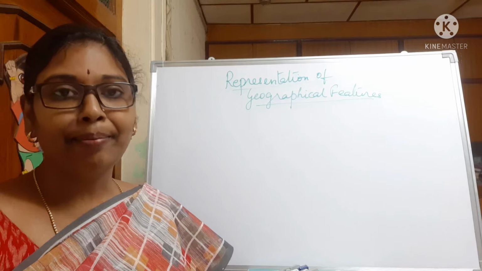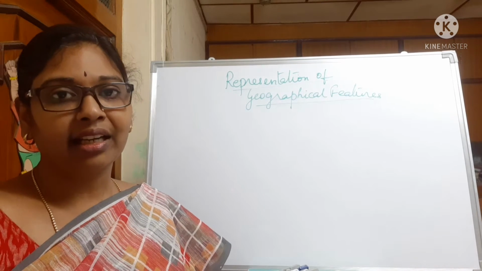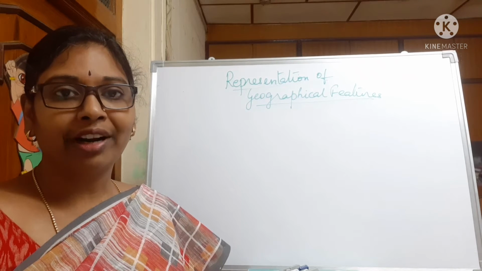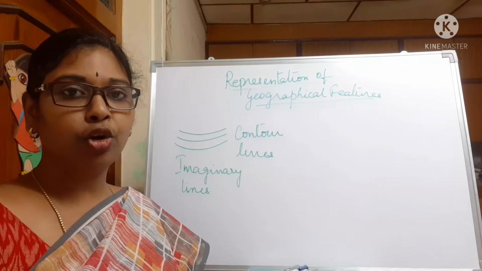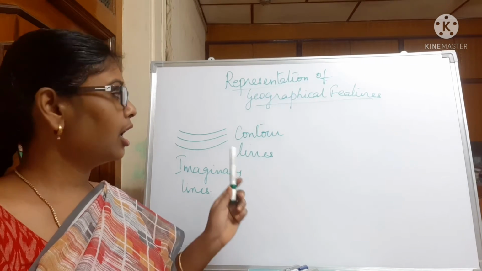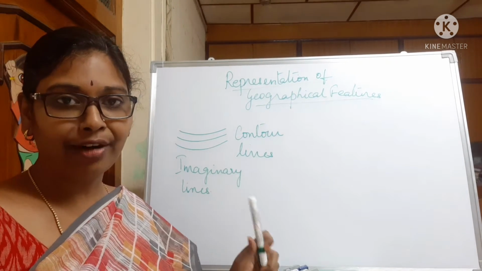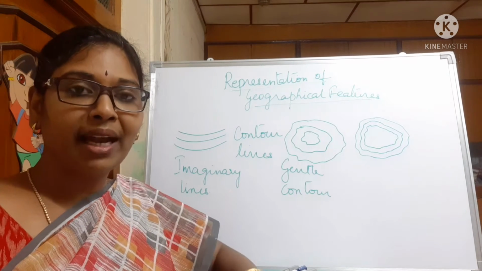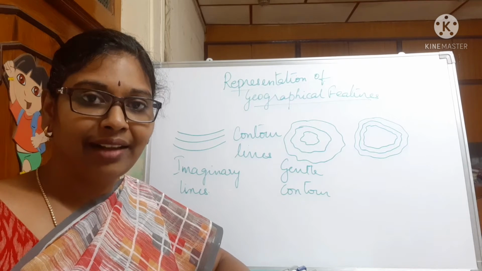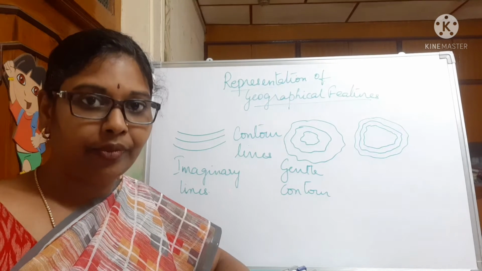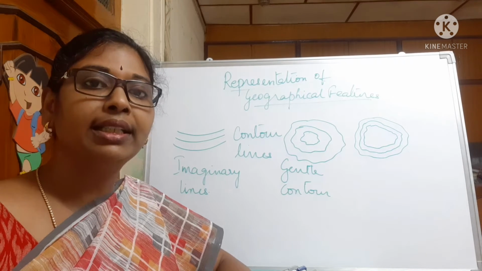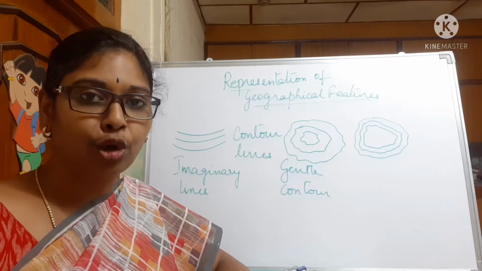Contour lines are imaginary lines which are joining two places on a topographical map. These contour lines give the shape of the landform. These are just a 2D form of a 3D landform. Contours are imaginary lines joining places from the mean sea level which are of equal height. So contours show three things: one is elevation, second one is steepness, and third one is slope.